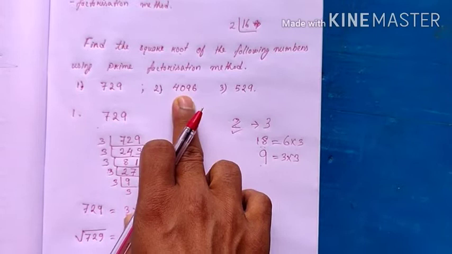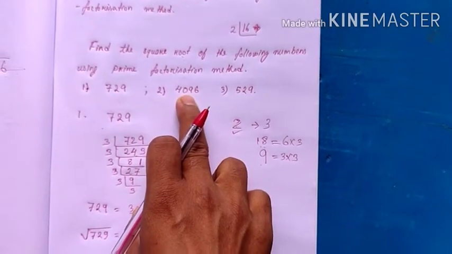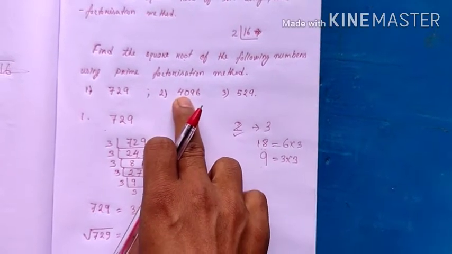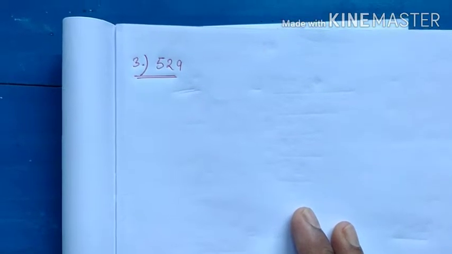Okay, I will leave it to my viewers to find the square root of this number and type it in the comments. Okay, 4096, the square root of 4096. Okay, now let us try to find the square root of 529.